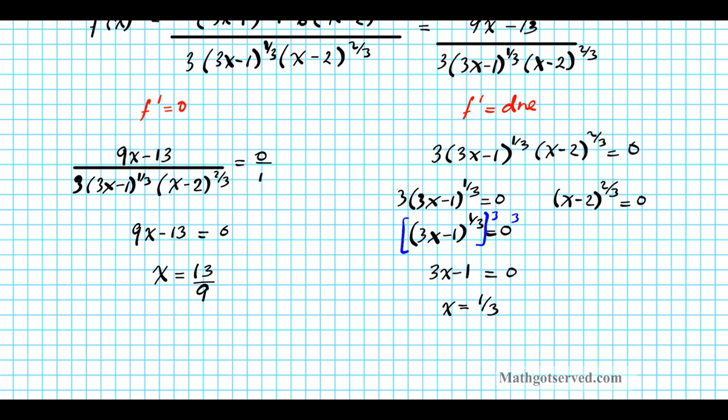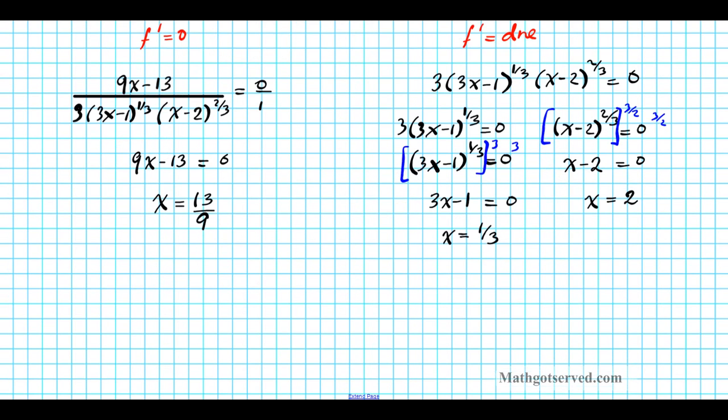Here, what you do is you raise both sides to the 3/2 power. 3 over 2 raised to the 3 over 2, so we can get rid of this exponent here. So we're left with x minus 2 equals 0. Add 2 to both sides. x equals 2 is your other critical point. So our critical points are x equals 1/3, 2, and 13 over 9. So that's that.